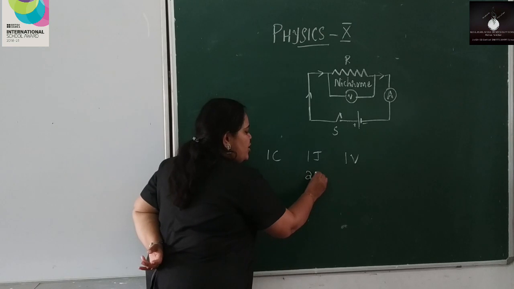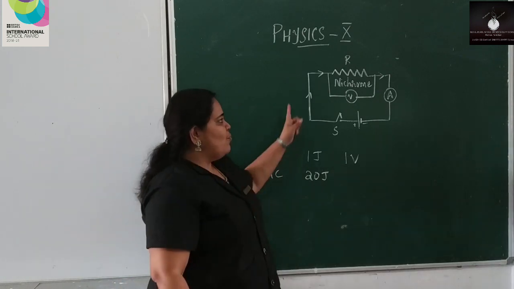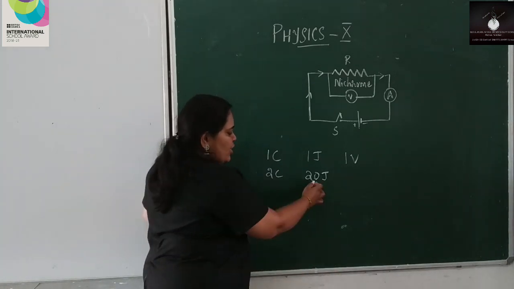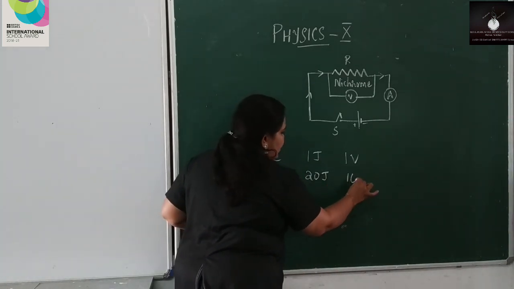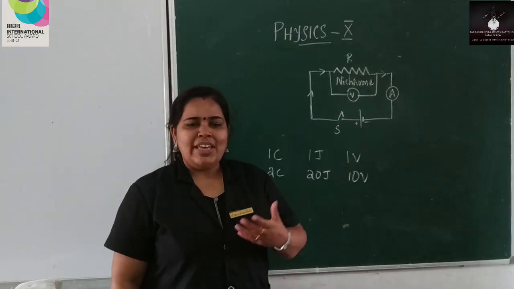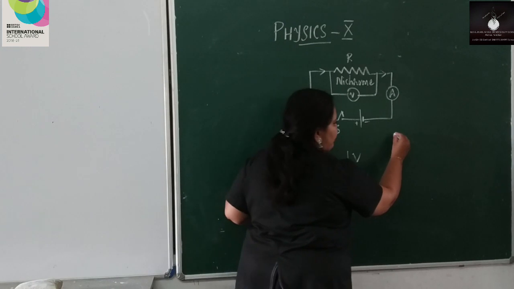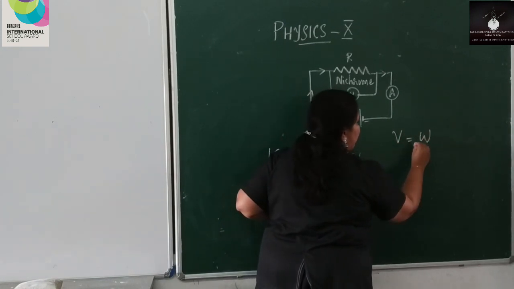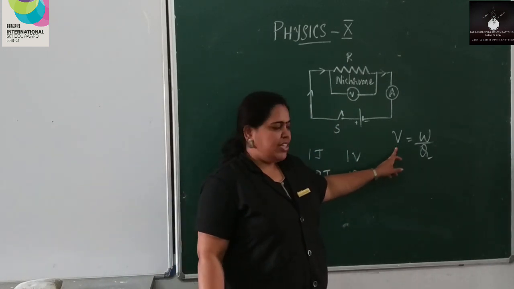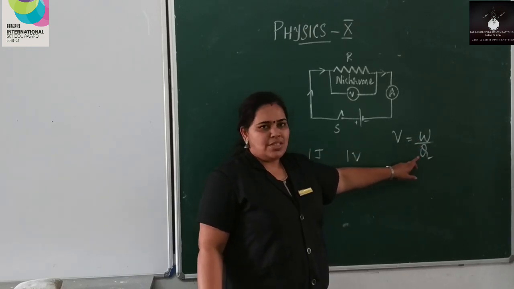Suppose 20 joule of work is done to move 2 coulomb of charge from one point to another. What will be the potential difference? It will be 20 by 2, that is 10 volt. Understood how to find the potential difference? So, can you tell me the formula for calculating potential difference? Yes, potential difference V is equal to W by Q. V stands for the potential difference, W is the work done and Q is the amount of charge.